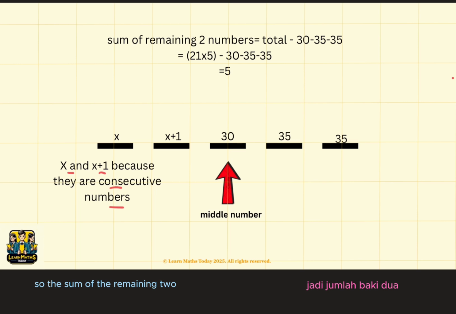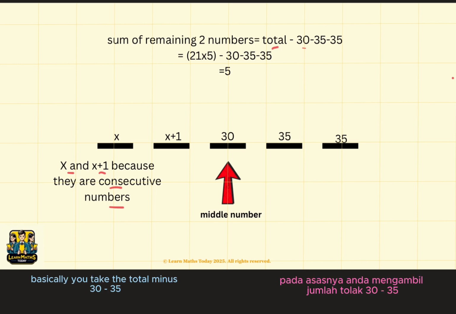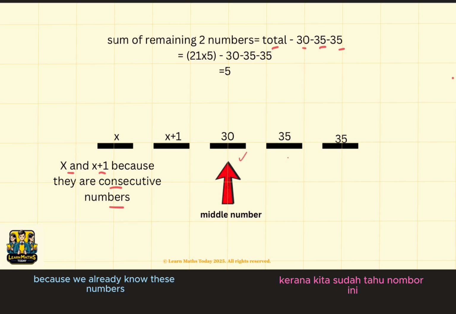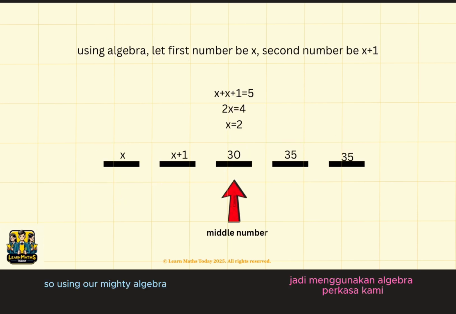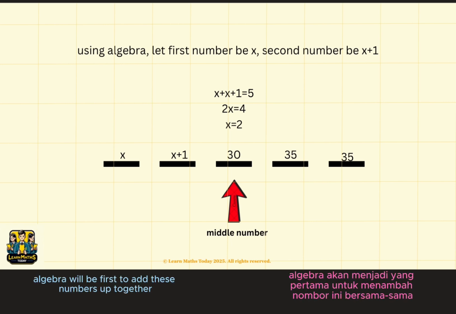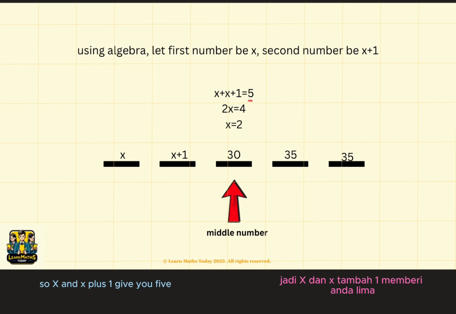So the sum of the remaining 2, basically you take the total minus 30 minus 35, 35. Why minus 35, 35? Why minus 30? Because we already know these numbers, so we can cancel them out. So now what's left will be 5. So using our algebra, which is what we use nowadays to solve any questions, right? So algebra will be first to add these numbers up together. So x and x plus 1 give you 5. And then 2x equals 4 and x equals 2.